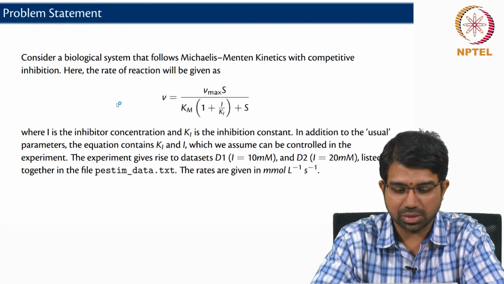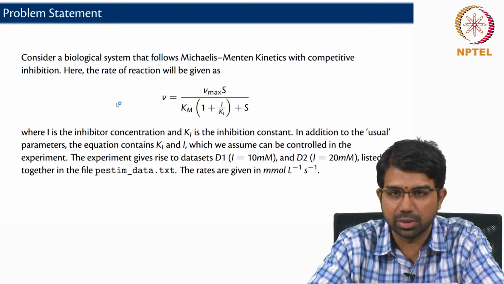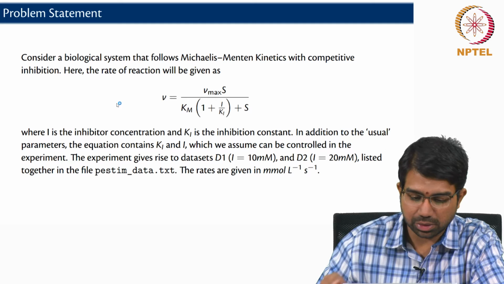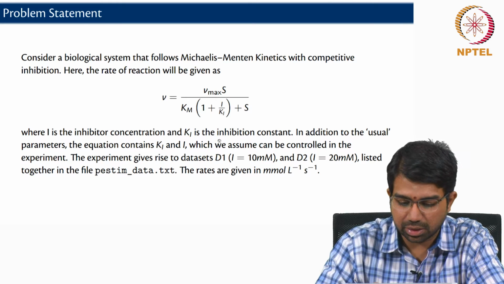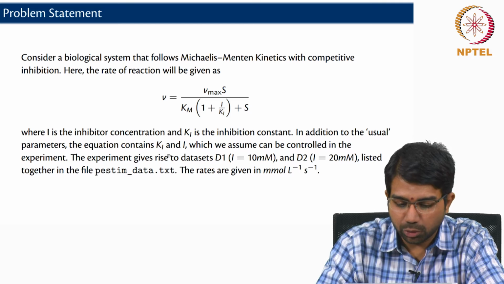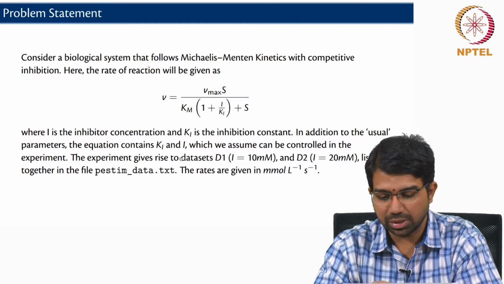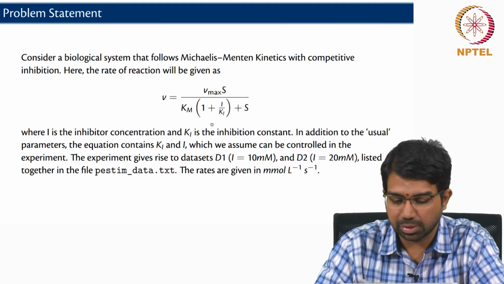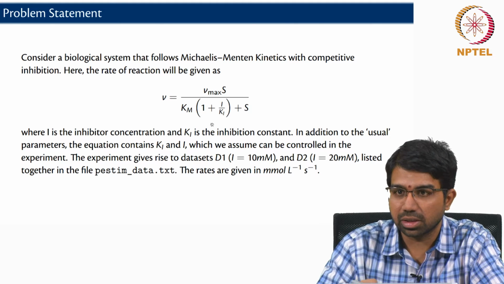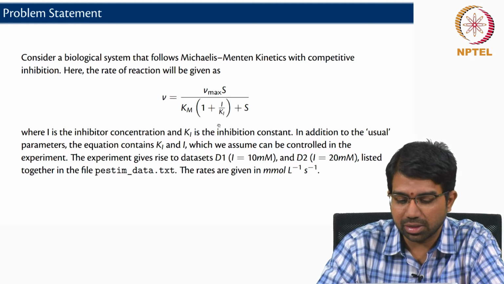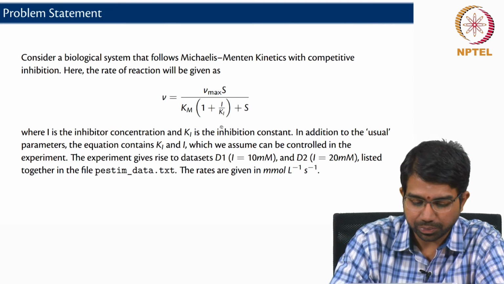Let us consider a biological system that follows Michaelis-Menten kinetics with competitive inhibition. You might recall that the rate V is Vmax into S by Km into (1 plus I by Ki) plus S, as you see here, where I is the inhibitor concentration, Ki is the inhibition constant, and there are a few additional parameters here. So, you have a total of 4 parameters: Vmax, Km, I and Ki. I is not a parameter essentially, it's the experimental condition under which the experiment is performed.